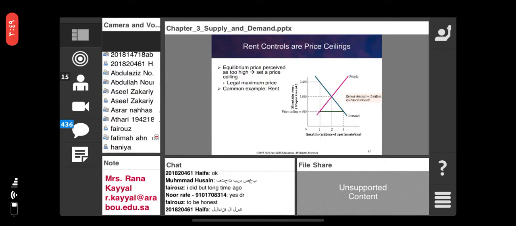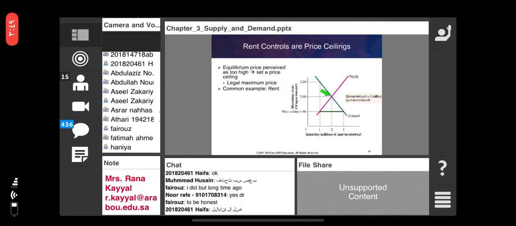So we said the price of the tea decreased. This is the equilibrium point. The price is 1000 and the quantity is 2 million apartments per day.